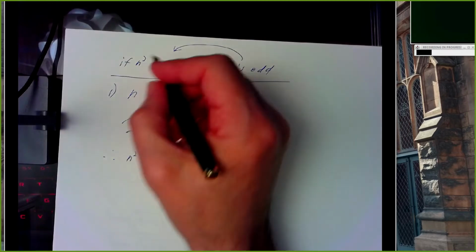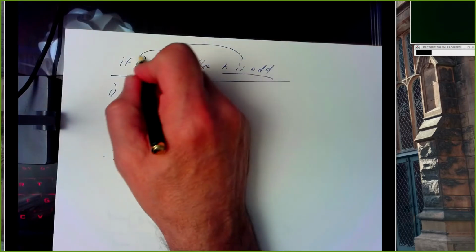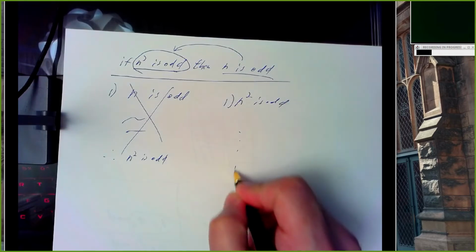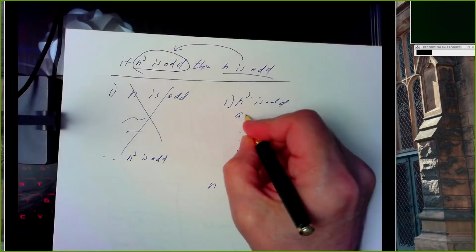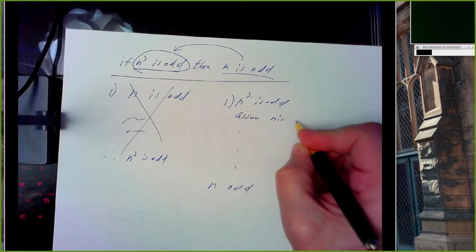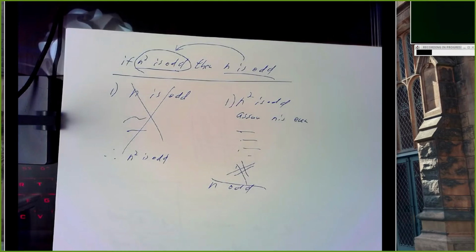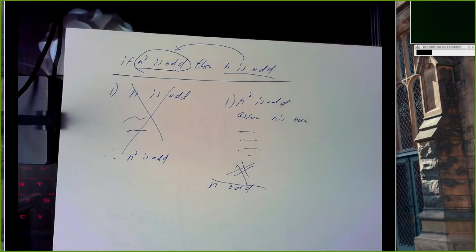If you're trying to show if this, then that, you can assume this. So we could say n squared is odd, then do some stuff and conclude that n is odd. And this was one of the problems where an indirect proof is a lot easier. In an indirect proof, we start off with n squared is odd, but we also assume n is even. Then we argue until we get to our contradiction, at which point we say, I guess n cannot be even, so n must be odd. And then you're done.